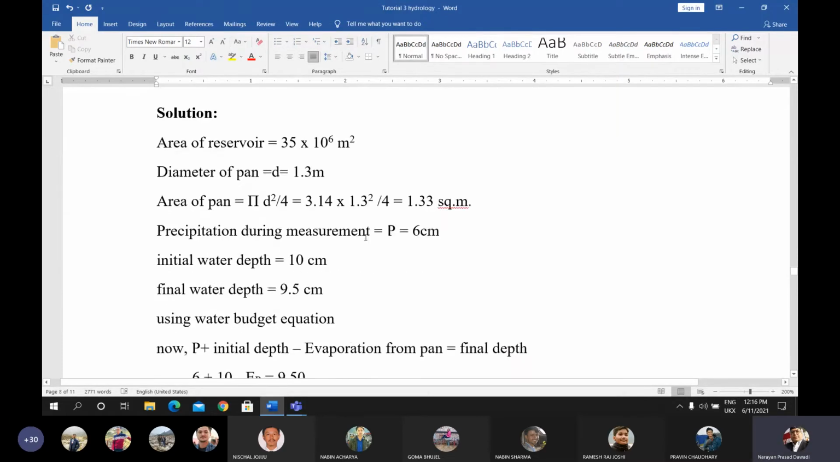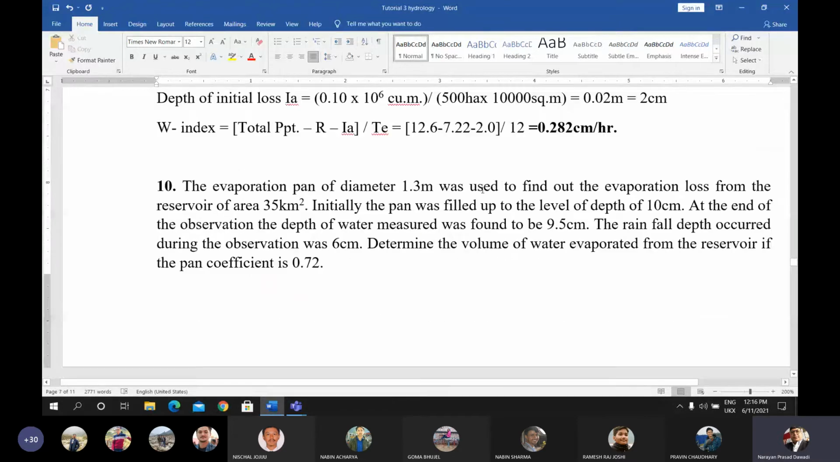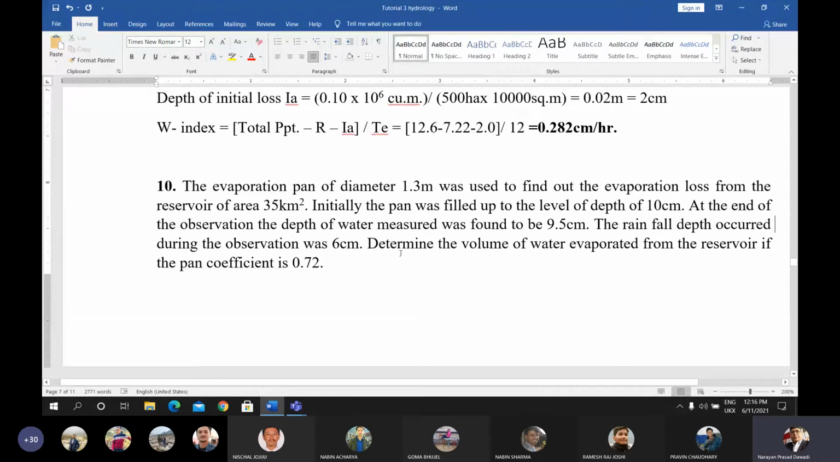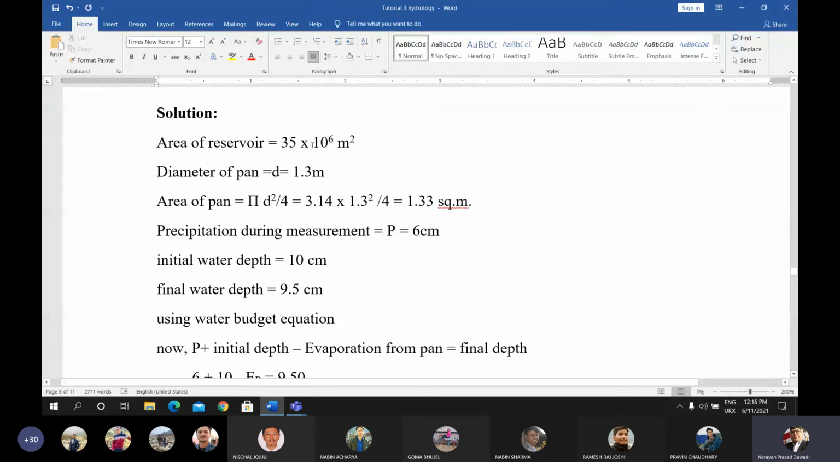Now, solution. Area of the reservoir is given as 35 kilometer square. Let me convert it into meter square. Kilometer square is converted into meter square by multiplying with 10 to the power 6, or 35 into 1000 into 1000. Kilometer is converted into meter by multiplying 1000, and for another kilometer multiplying 1000, so 10 to the power 6 is multiplied. Now this is 35 into 10 to the power 6 meter square.